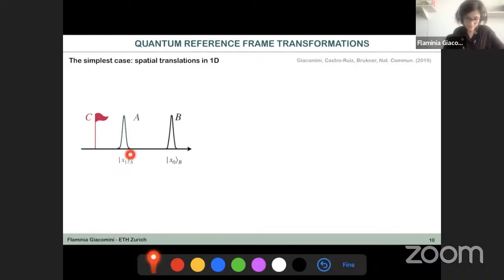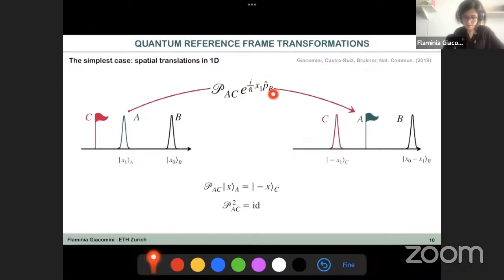Then, imagine that now we have a quantum system A that is well localized in X1. So now we know how to move to the frame that is centered on A. We just apply a standard translation by X1. And so we will move the origin to A, and then we describe C as being in minus X1 and B as being in X0 minus X1. And in addition, we have this operator that ensures that this state here becomes this state here. So basically, if C sees A in X1, A sees C in minus X1. That's the only meaning of this operator.